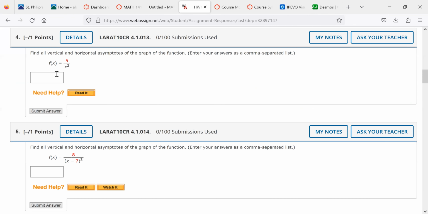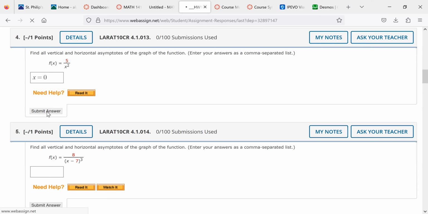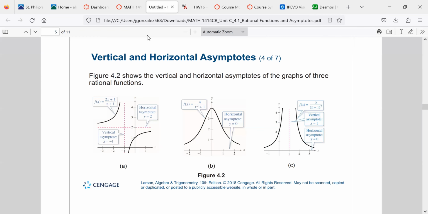So for number 4, the vertical would be happening at x equal to 0, right? The line x equal to 0, because that's what makes the bottom 0. For this one, it is quadratic. Find all vertical, or oh, I need the horizontal. Okay, we haven't talked about horizontal yet.